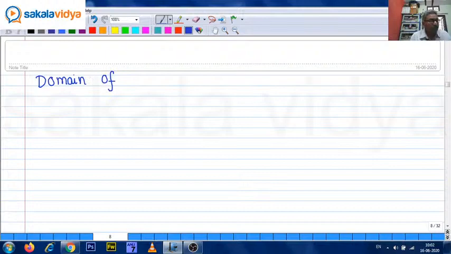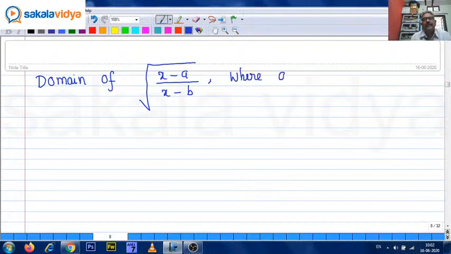Domain of root of x minus a by x minus b. This model is very, very important. Root of x minus a by x minus b, where a less than b, we need to find out. So the domain of x minus a by x minus b, where a less than b, you need to find out.